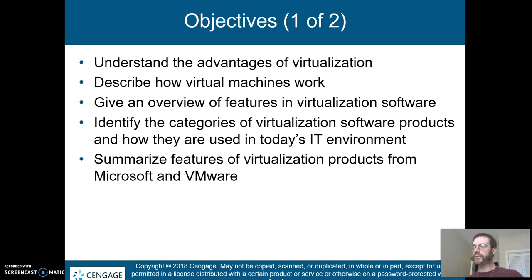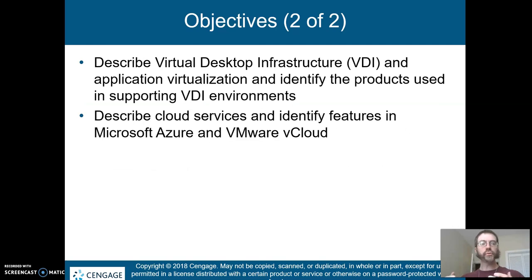We're also going to talk about virtual desktop infrastructure and application virtualization, which is another layer of virtualization you can have even inside an OS that you don't think of as providing virtualization. We're also going to talk about cloud services, Microsoft Azure and VMware vCloud. You're actually going to do some of that.